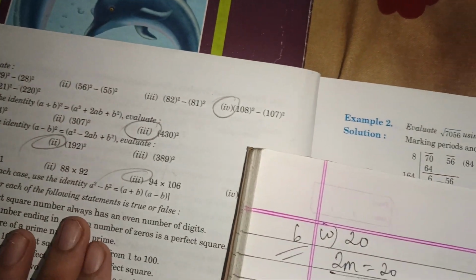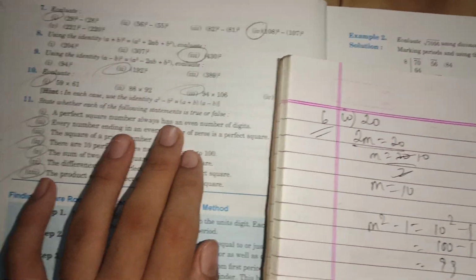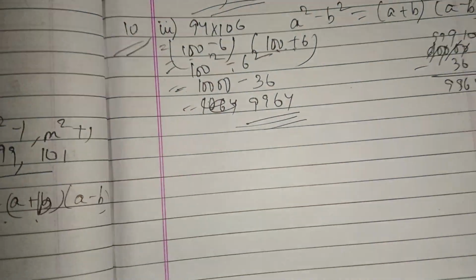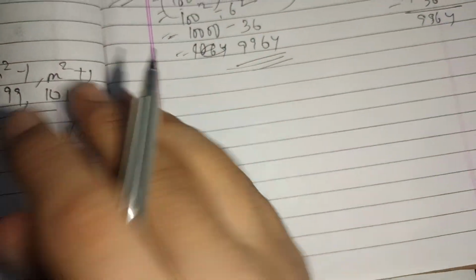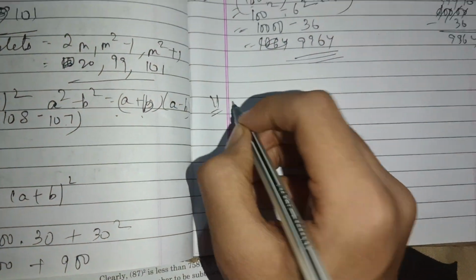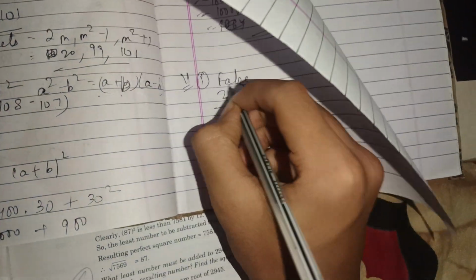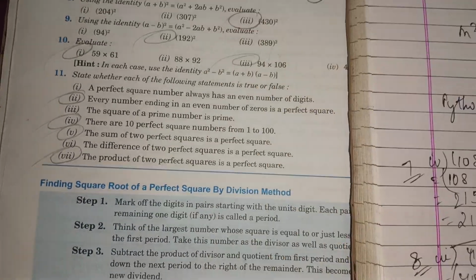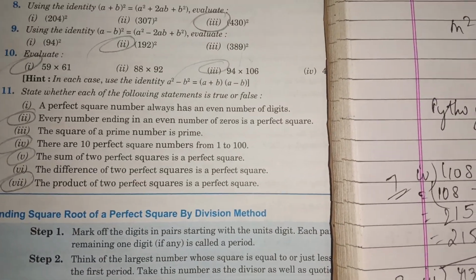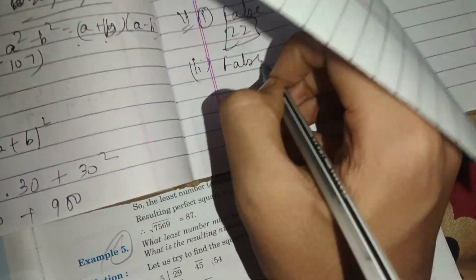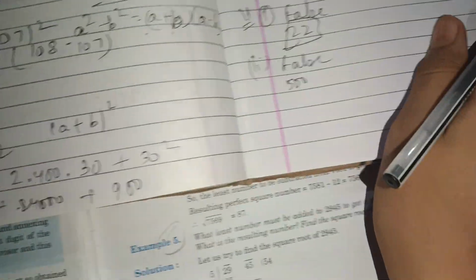A perfect square number always has an even number of digits. True, false, right? 11 number 1. False, because 22 has an even number of digits, but it is not a perfect square. Every number ending in an even number of zeros is a perfect square. I already told you. No, it is false. Why false? I already gave an example of 500.